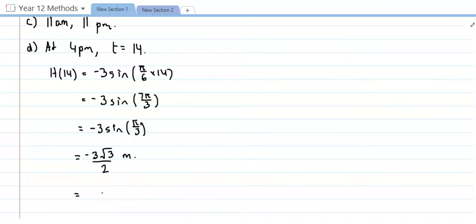Okay, so I've just put that into the calculator and it's worked out to be -2.6 meters. So what this means is that at 4 p.m. the height of the tide is 2.6 meters below the average sea level. Anyway, I'll leave that example there and might have a look at doing another one.